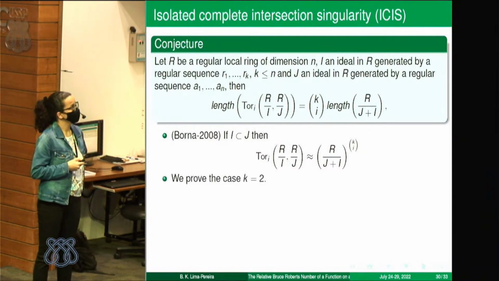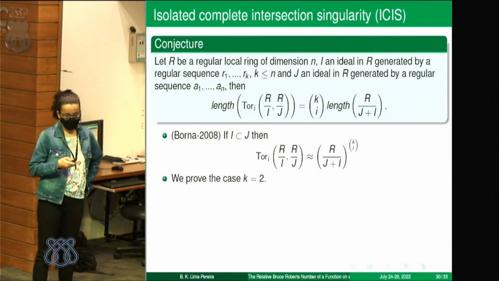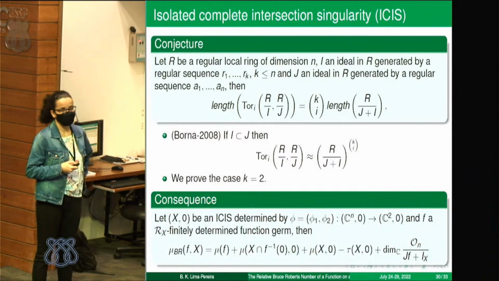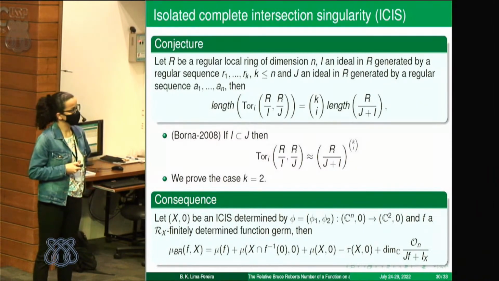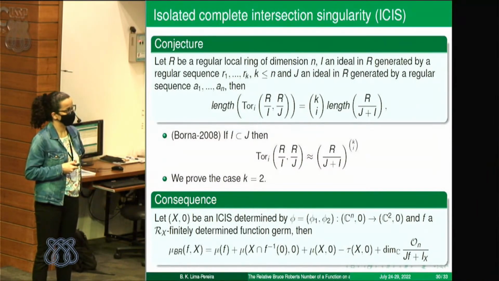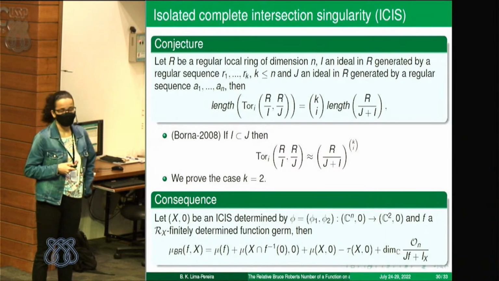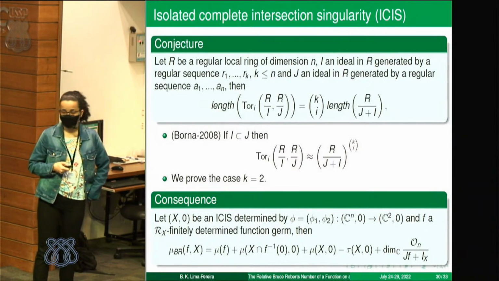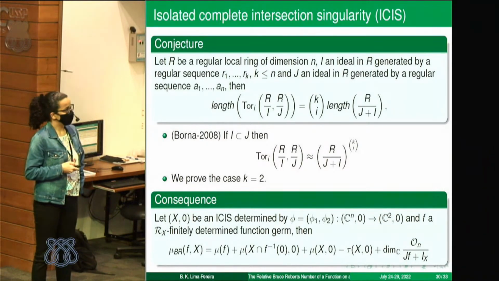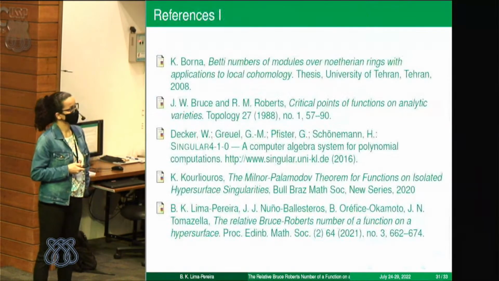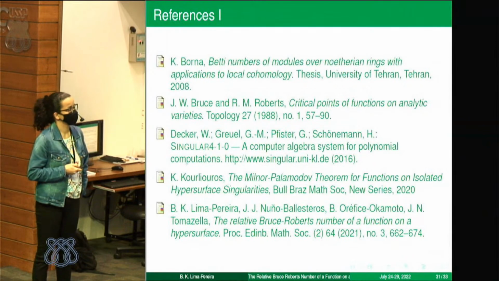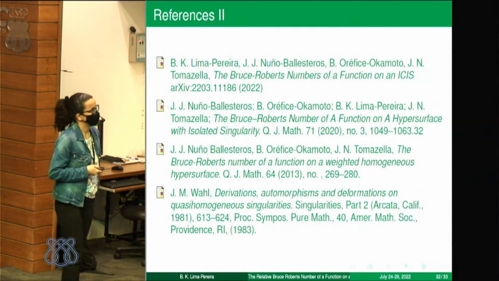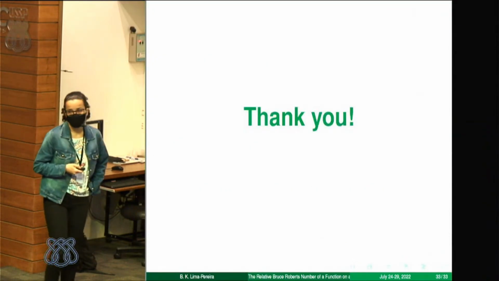We prove the conjecture in the case k equal to 2, and as a consequence of this particular case, we have this relation for the Bruce-Roberts number of F with respect to analysis of codimension 2, okay? So I finish here. Some references, more references, and thank you very much.